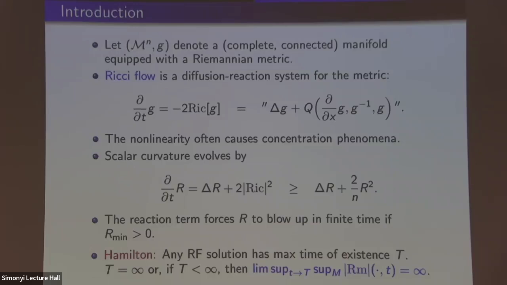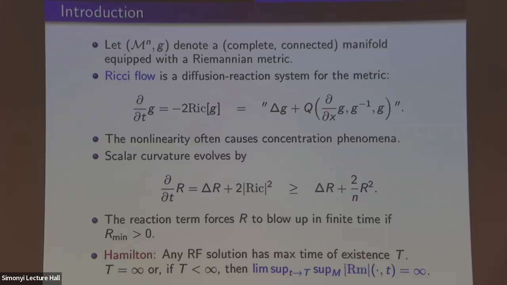But of course, there is this concentration phenomenon caused by the reaction term. And if you, for example, look at the evolution of the scalar curvature, where R is just the scalar curvature, you can see that d/dt of R is Laplacian of R plus 2 |Ricci|^2. And then you can bound from below |Ricci|^2 by R^2 over n, right, where n is the dimension of your manifold, because the scalar curvature is just the trace of Ricci.